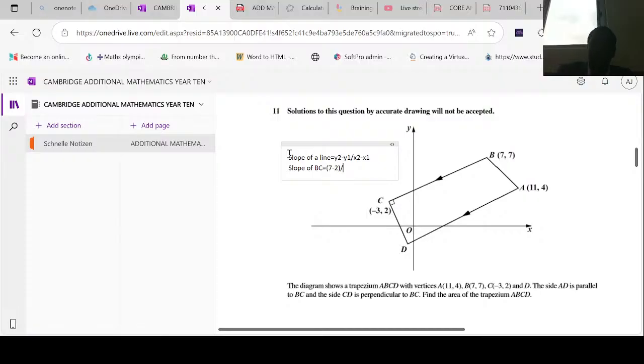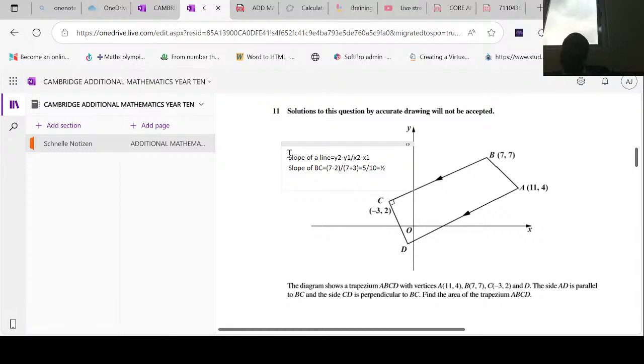divided by what? x2 from B. That's 7 minus x1, negative 3. That is 7 minus 3, which is 7 plus what? 3. So when we do the calculation, 7 minus 2 is 5 over 7 plus 3 is what? 10. And what is 5 over 10? That's 1 over 2. Okay. So now we know the slope of BC.